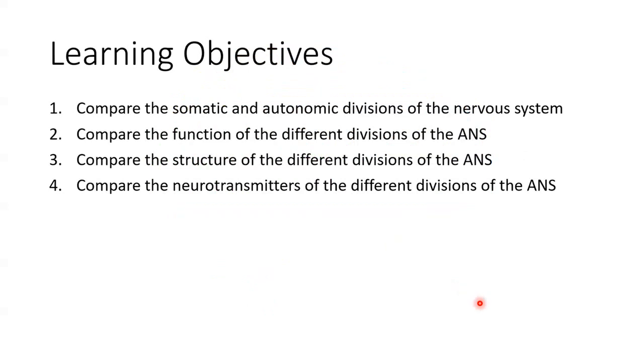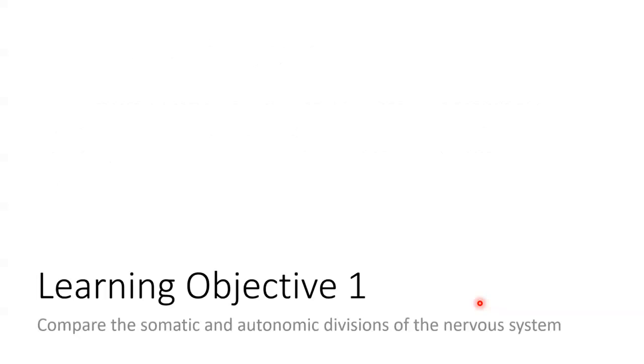So I promise that this will be a much shorter lecture than the last two. We only have 4 learning objectives to cover. So we'll do a little bit of a refresher on the differences between the somatic and the autonomic divisions of the nervous system. We'll compare the function and the structure of the different divisions of the autonomic nervous system. And we will take a look at the neurotransmitters used by these two different systems. So learning objective number 1 is to compare the somatic and the autonomic divisions of the peripheral nervous system.